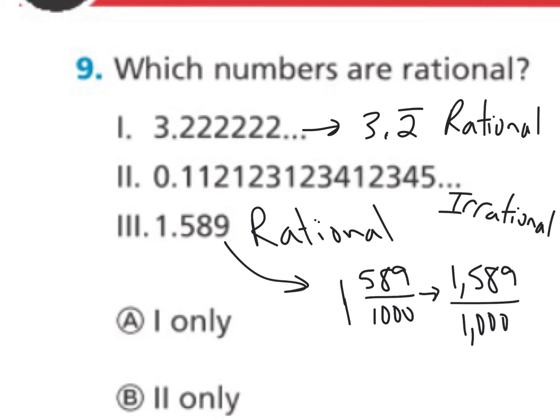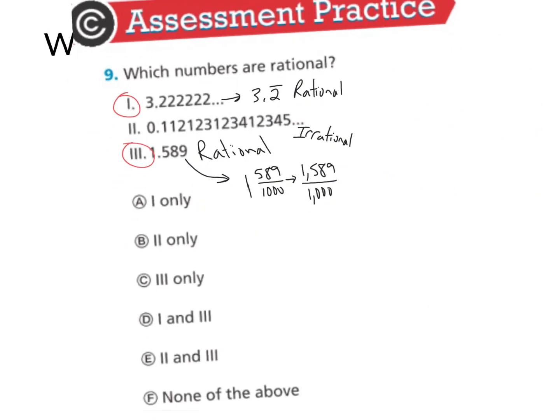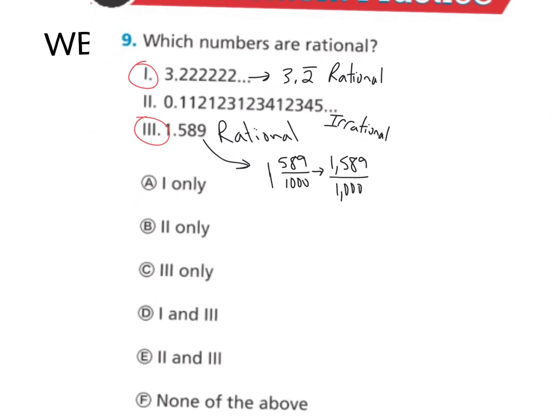So the question, which of these are rational? So we had Roman numeral 1 was rational, and Roman numeral 3. So 1 and 3, which would be choice D.